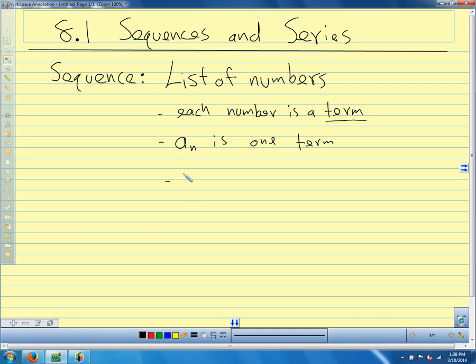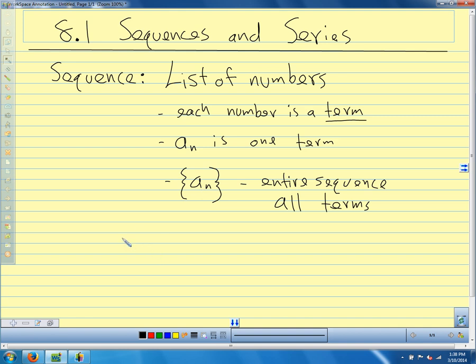If we put a sub n in braces, this is talking about the entire series. I'm sorry, the entire sequence. So this is all of the terms. When we just have a sub n, we're talking about one term. When we have a sub n in braces, we're talking about all the terms in the sequence.